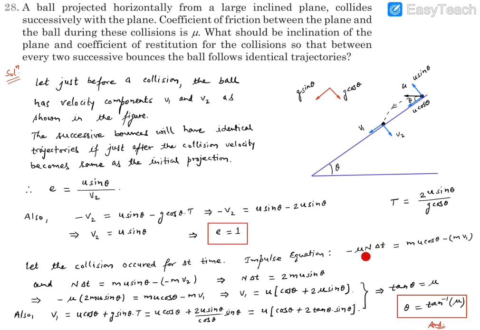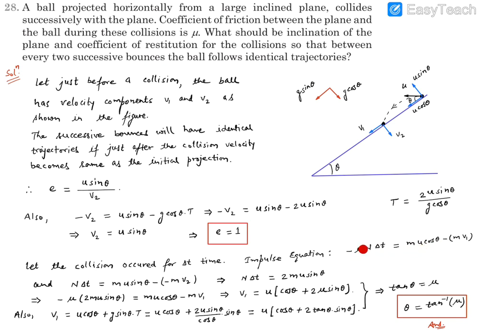F is mu n, and final momentum minus initial momentum. Final momentum will have this velocity along this direction, so it's going to be mu cos theta positive, minus initial momentum. Initial momentum is this, because when we are saying final, that means just after the collision, right? And this v1 is initial. Just after collision, it will acquire the velocity same as this. That's why I wrote this minus mv1, of course. And then this can be simplified.